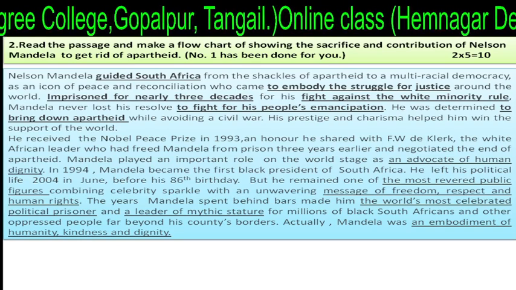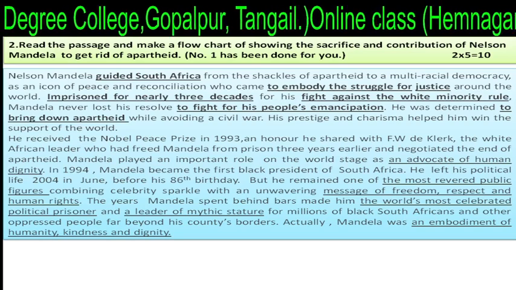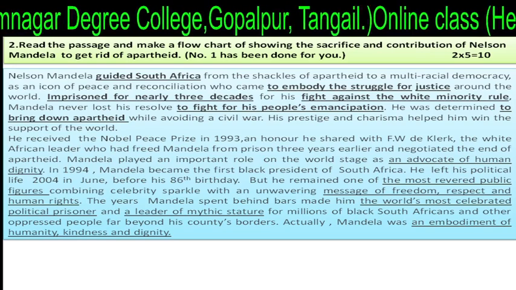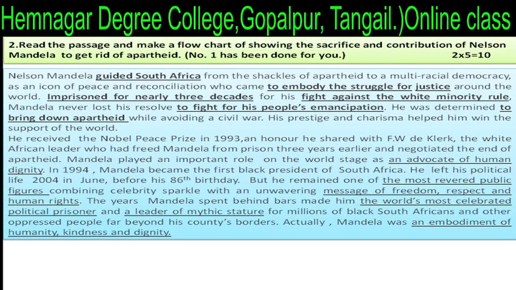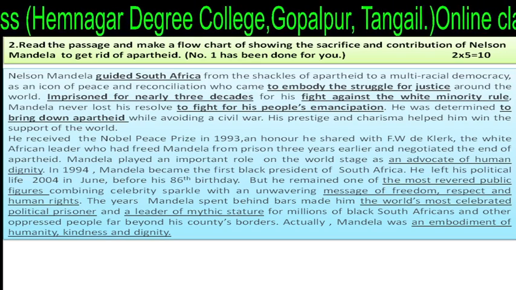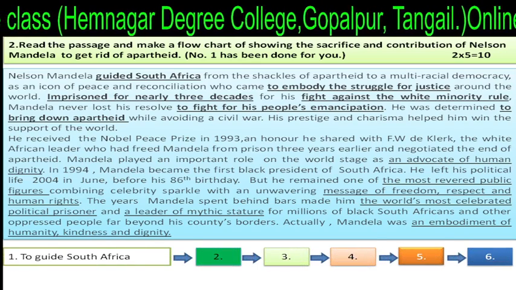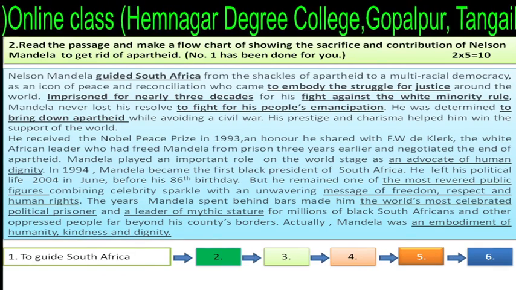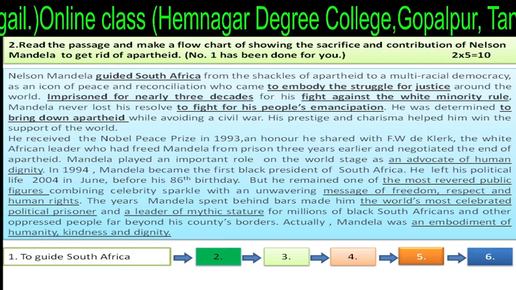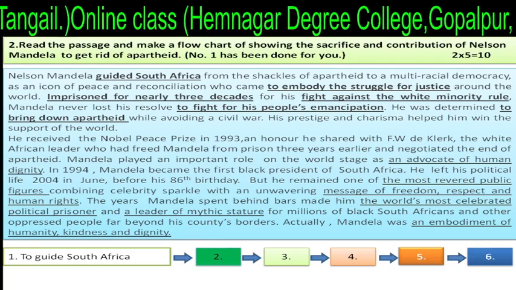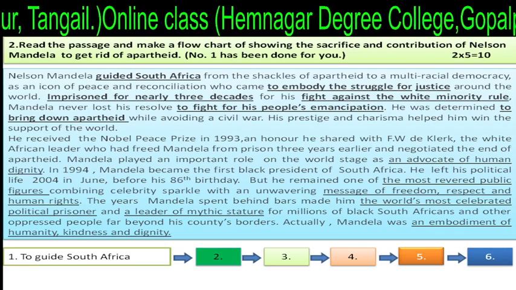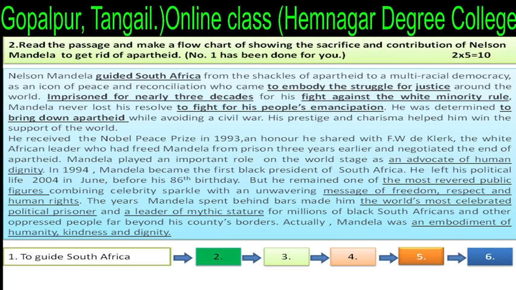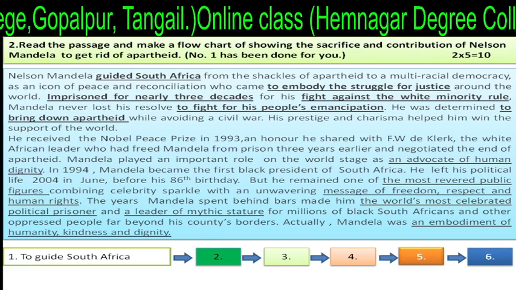So you can also see some highlighted lines here that will completely help you to complete the flowchart. So now let's see the flowchart. Number 1, to guide South Africa. Here you can see the number 1 structure used is 'to' plus V1 plus extension, that is, a to-infinitive phrase. So you have to complete the next part of the flowchart using the structure.